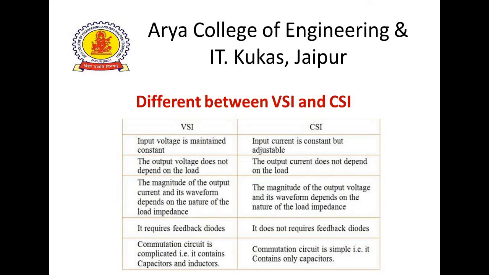In the voltage source inverter, the magnitude of the output current and its waveform depend on the nature of the load impedance. In the current source inverter, the magnitude of the output voltage and its waveform depend on the nature of the load impedance. The voltage source inverter requires feedback diodes, and the current source inverter does not. In the voltage source inverter, the circuit is complicated and contains capacitor and inductance, and in the current source inverter it is a very simple circuit and contains only a capacitor.